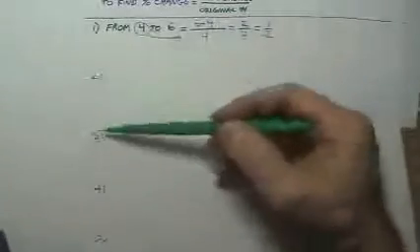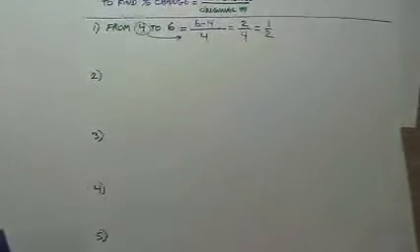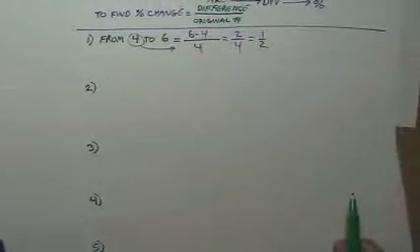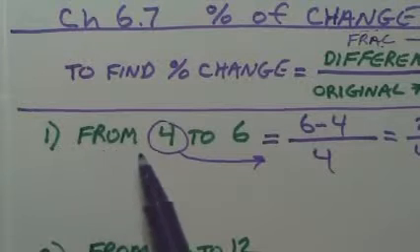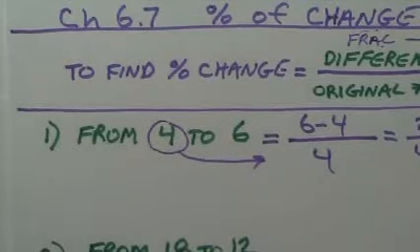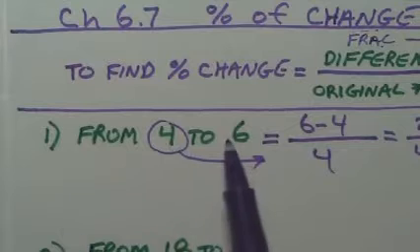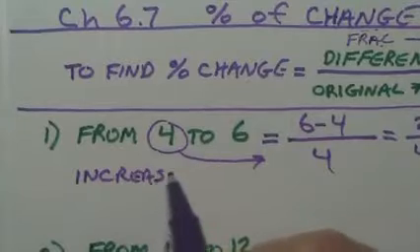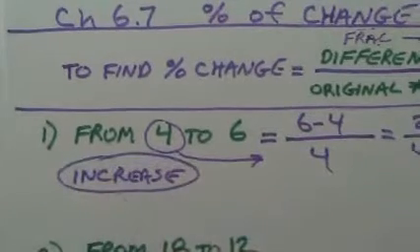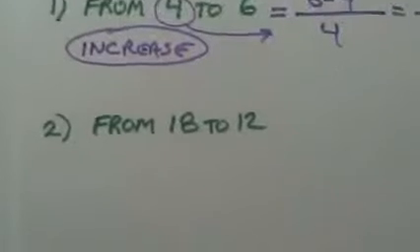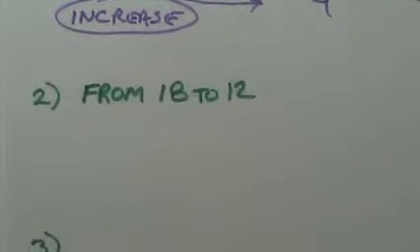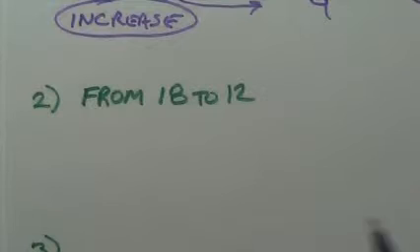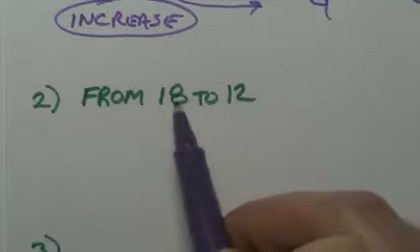Now, if you look at my paper, we have 5 problems to do, and I'm spreading it out evenly. By the way, going back to number 1, from 4 to 6, is that an increase or a decrease? Well, that's an increase. It's important to note that. Okay, here's number 2. From 18 to 12. First of all, is that going to be an increase or a decrease? It's a decrease.